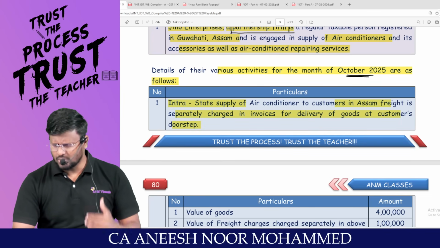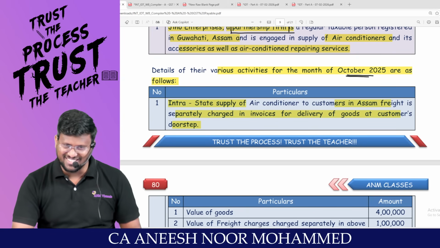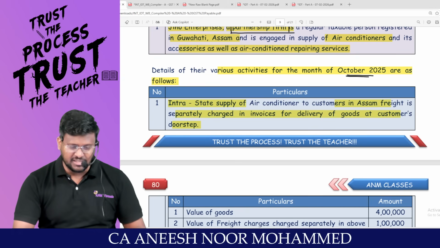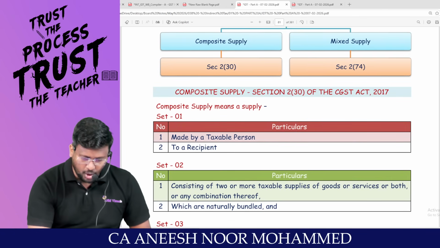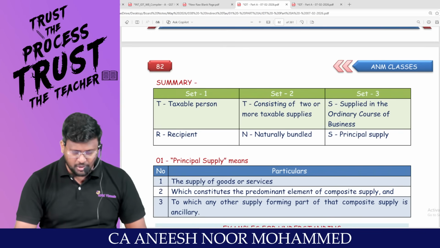My dear lovable students, if I sell an AC, the AC will not walk and go to the customer's place. So generally the AC seller will arrange the transportation. That is called composite supply. We have discussed composite supply and mixed supply. So they are indirectly testing composite supply.